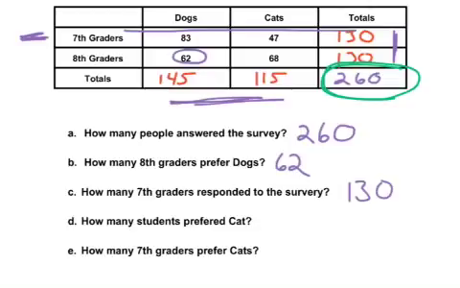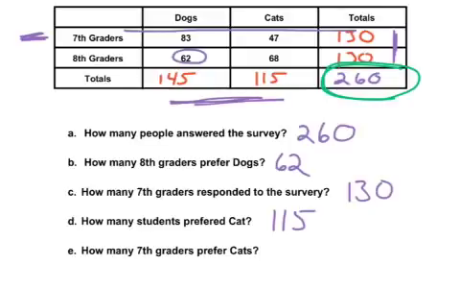How many students preferred cats? Well, again, take a look at the cat column, which is right here, and figure out, well, what's the total of the cat column? And Victoria, what do you get? You get 115. 115. Good answer there. So far, Victoria's 100%. We like that.